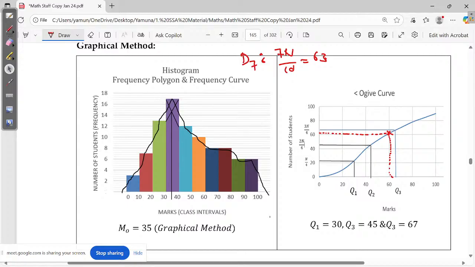Yes, what's the value? Roughly, it will be around 61. Okay, so what's the value we have got using the formula method? 61.75. No issues. Probably they may give a graph, and from that graph, you may be asked to note down the values. Okay. So graphical method over.